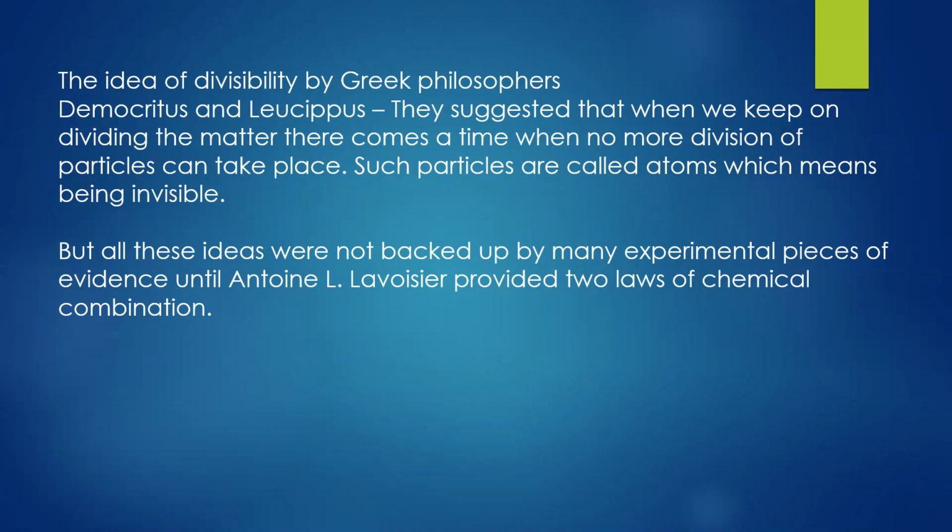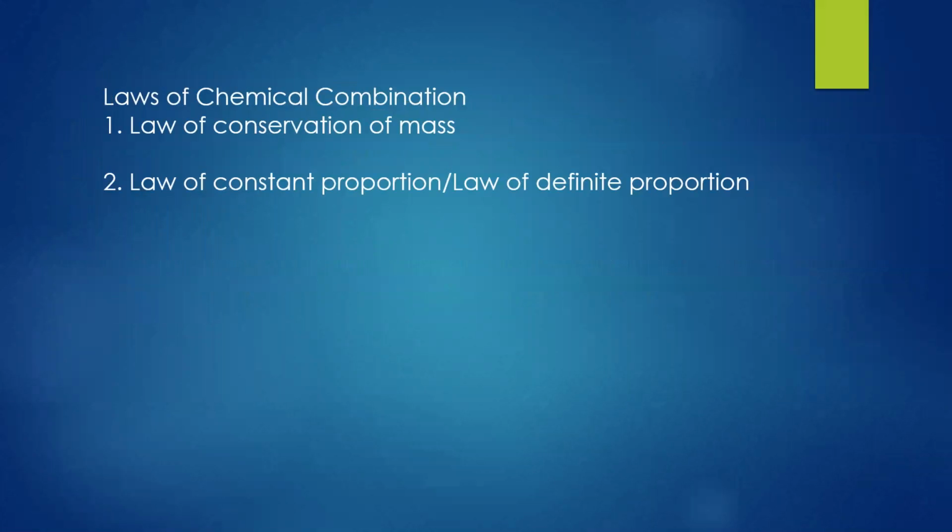But all these ideas were not backed up by many experimental pieces of evidence until Antoine L. Lavoisier provided two laws of chemical combination. Next, the laws of chemical combination, that is the law of conservation of mass and the law of constant proportion, which is also known as the law of definite proportion.